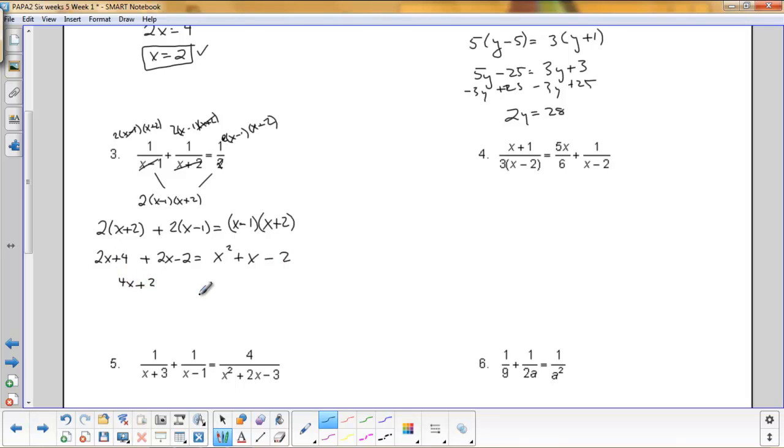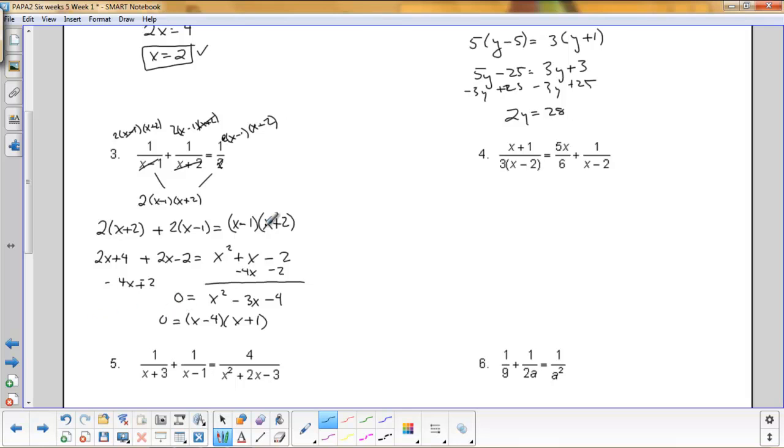plus 2, and I'll go ahead and move those two numbers using their opposite operation to the other side and combine like terms. Minus 4x minus 2, so I get 0 equals x squared minus 3x minus 4. I'm going to factor the remaining answer, and I get x minus 4 times x plus 1.